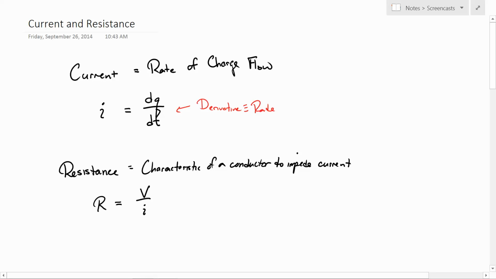We're also going to want to talk about resistance, which is the characteristic of a conductor. It has to be a conductor or else charge just isn't moving. It impedes or resists current, hence the term. So let's take a look at this for a second. R equals V over I, the ratio of the voltage to the current. If R is low, that means this ratio is low, which means that the current, for fixed voltage I should say, is high.